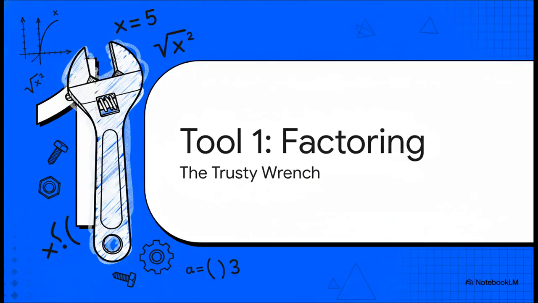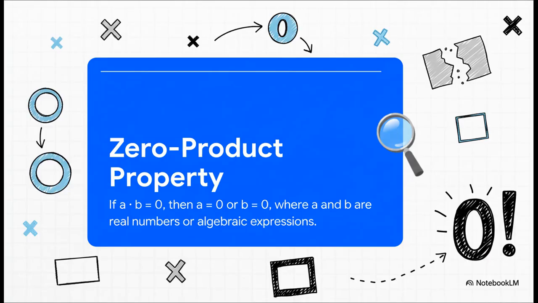First step in our kit is factoring. I want you to think of this as your trusty, reliable wrench. For a whole lot of equations, it is absolutely the quickest and most satisfying way to get the job done. So what makes factoring work? It all comes down to this one simple but honestly profound idea, the zero product property. All it says is that if you multiply 2 things together and the answer is 0, then one of those things has to be 0. There's no other way. That right there, that's the whole secret behind solving by factoring.